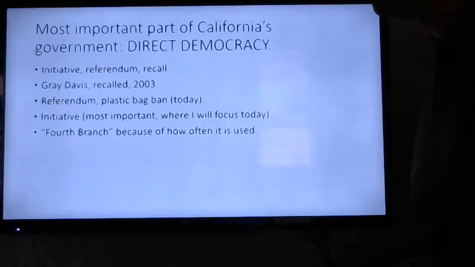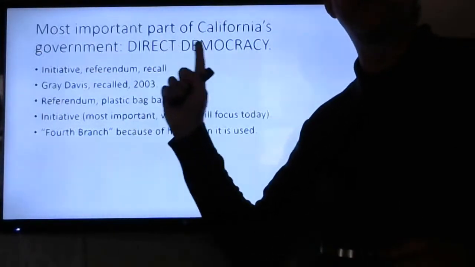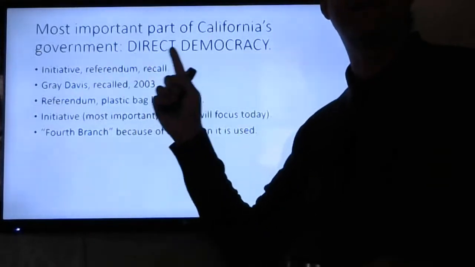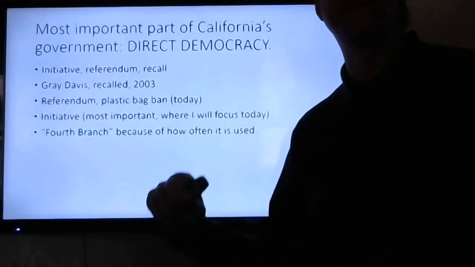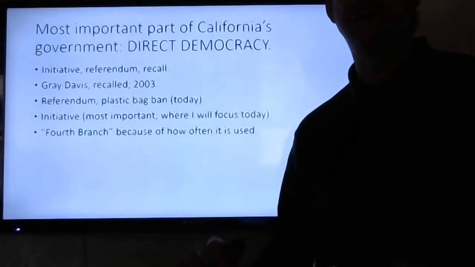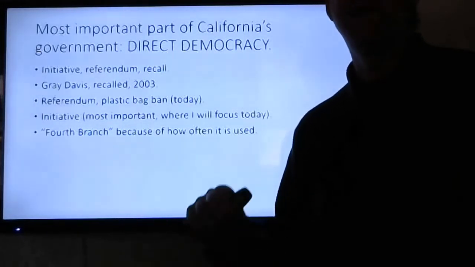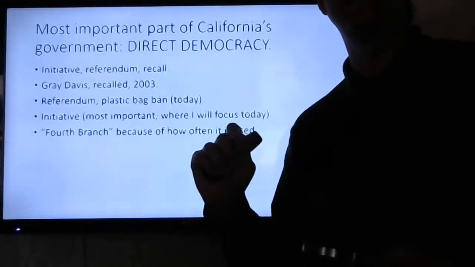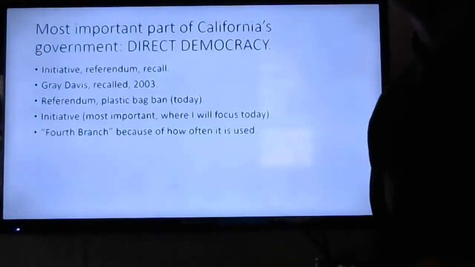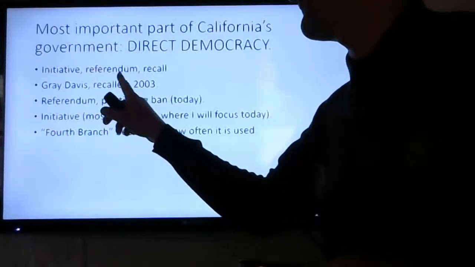Okay, very important. This is a hugely important part of California's system of governance, okay? Direct democracy. What direct democracy is, we vote directly as citizens on laws. Prop 13, Prop 187, you've seen a lot of these already. My list of changes, all of those changes happened through the direct democracy system, okay? There are three kinds of direct democracy: initiative, referendum, and recall.